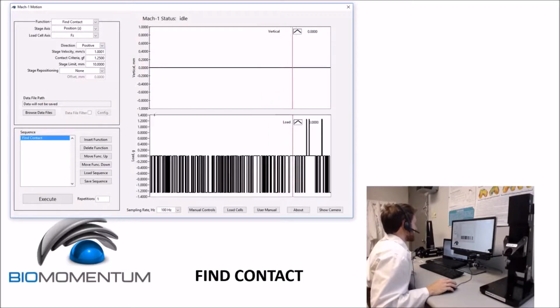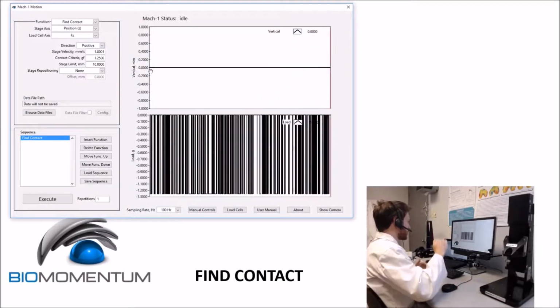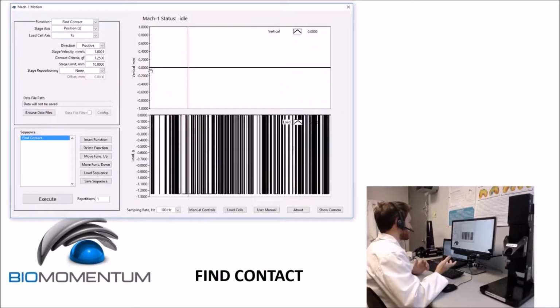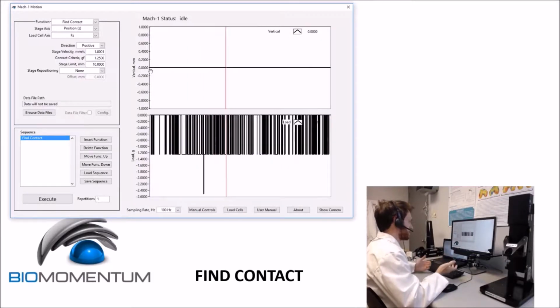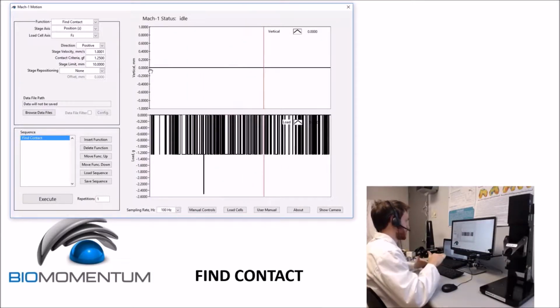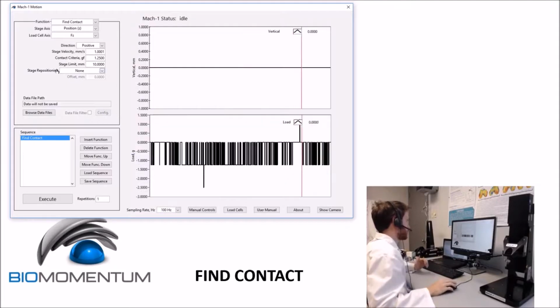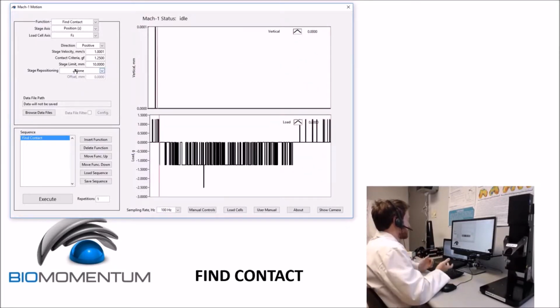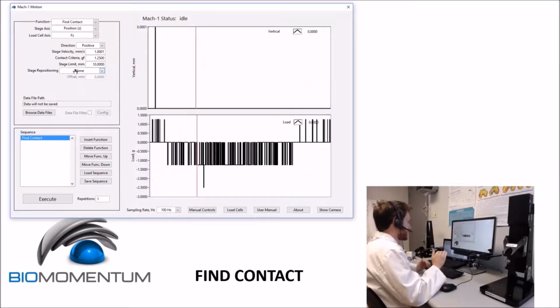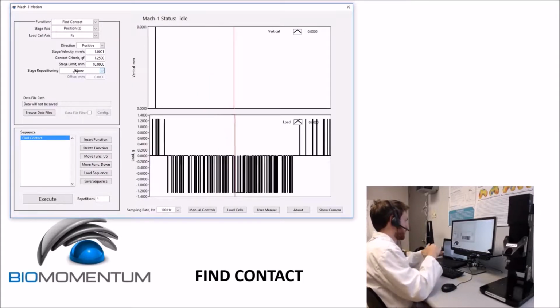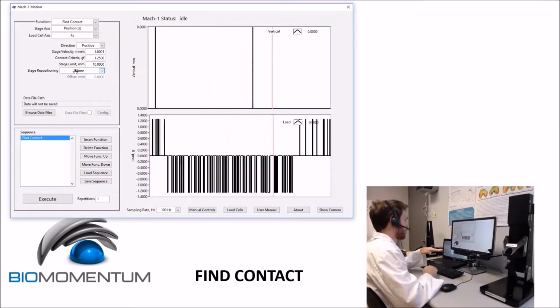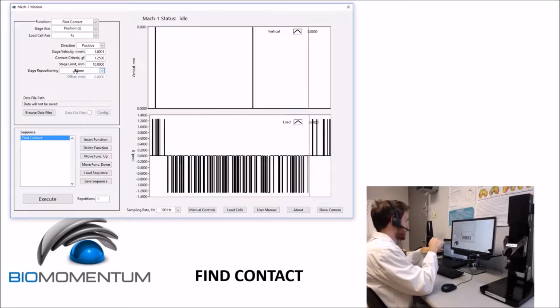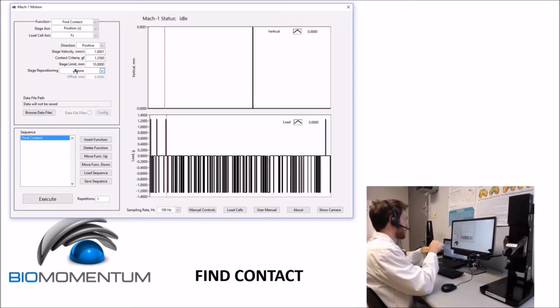Find contact function moves the stage until a predefined load variation or stop criteria is measured by the load cell. Then it analyzes the load displacement curve and repositions the stage based on the selected stage repositioning option. This function can be used, for example, to detect the exact location of a sample surface or the bottom of a testing chamber, or just to place an indenter in contact with a sample using a predefined load.